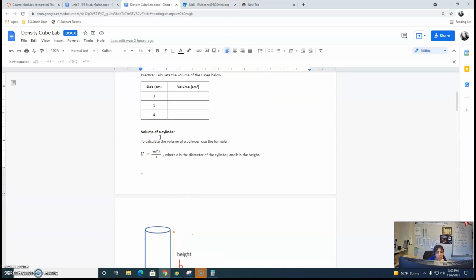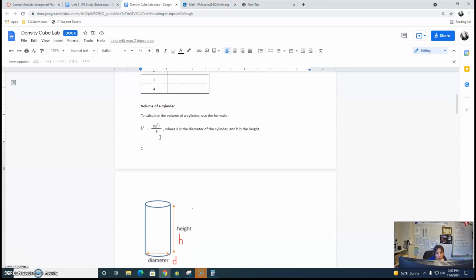Moving on to the volume of a cylinder. So you're going to deal with cubes and cylinders in this lab. Here's what a cylinder looks like. All right? For a cylinder, the formula is a little bit more complicated. I am giving it to you right here. V equals pi d squared times h divided by 4.